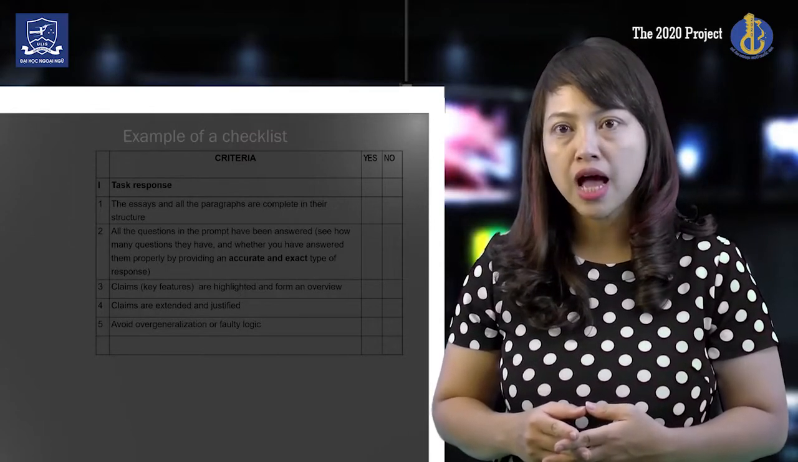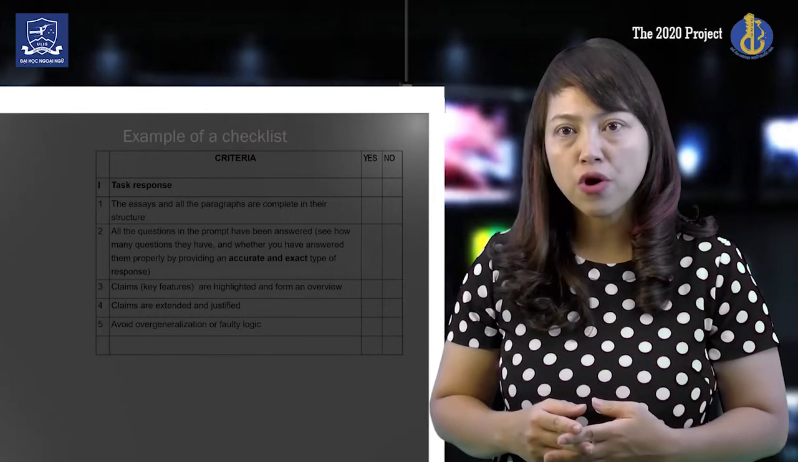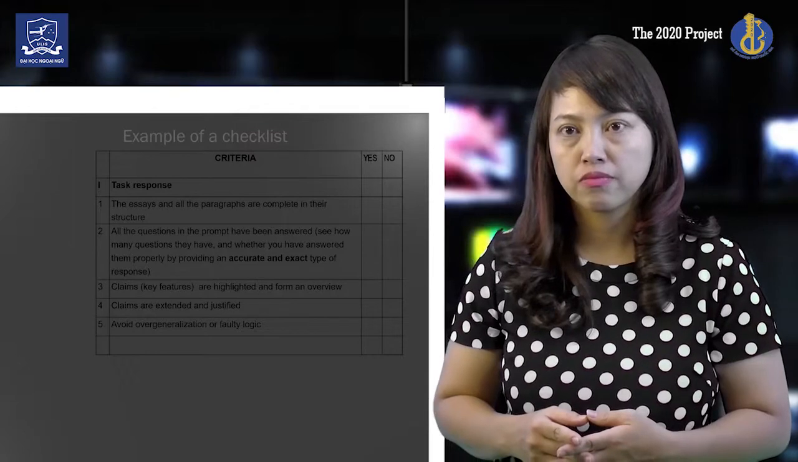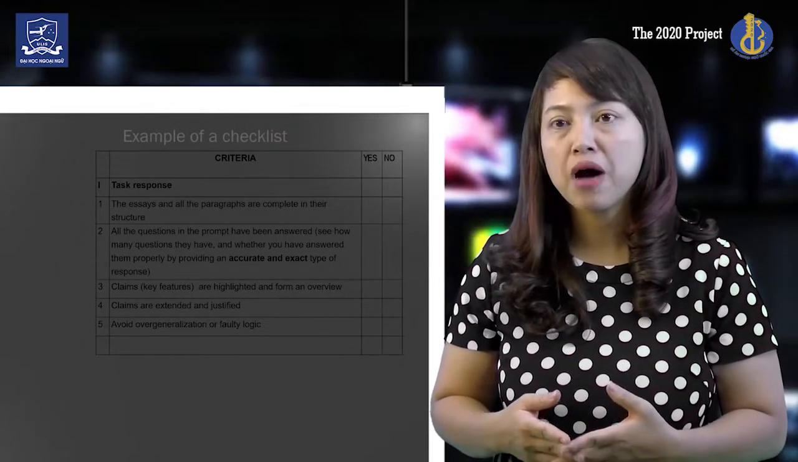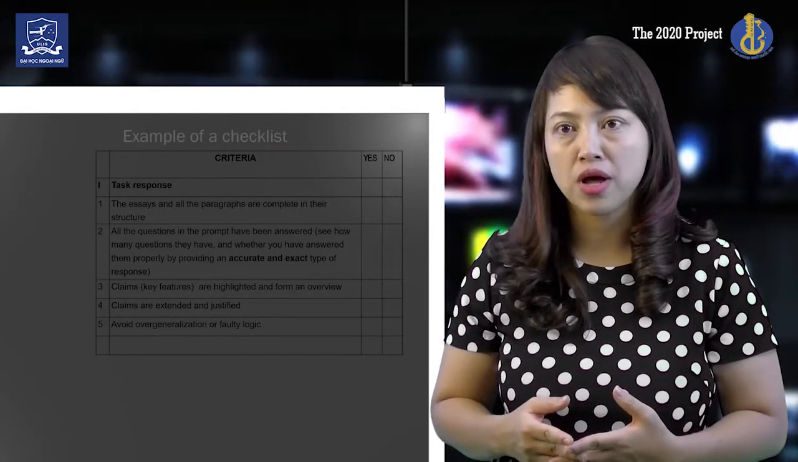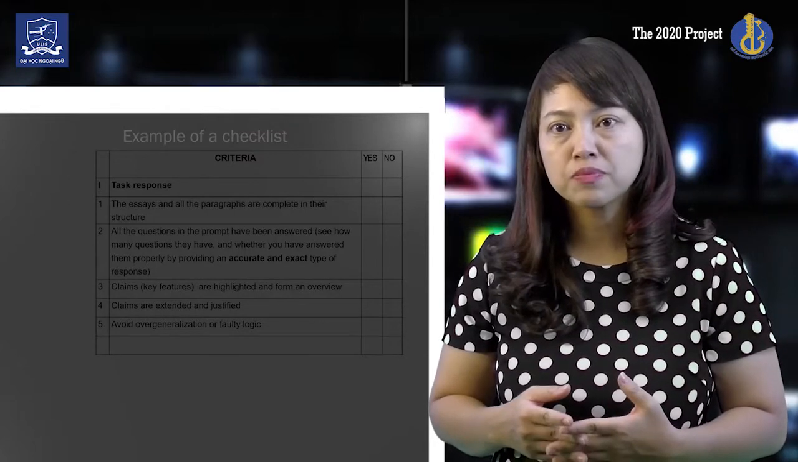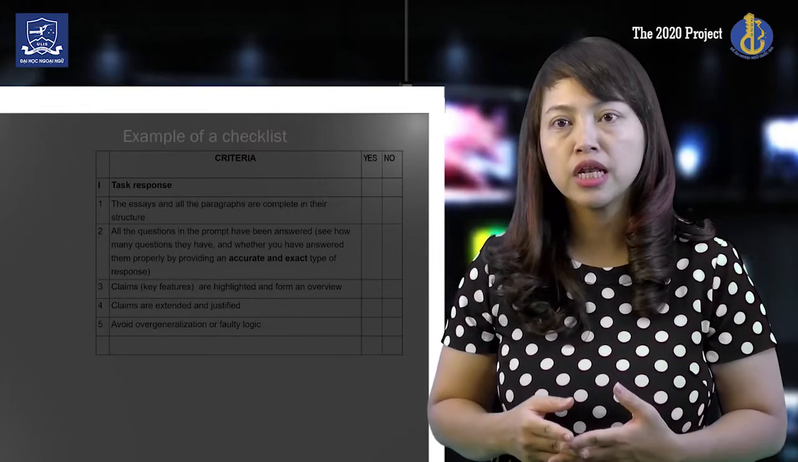4. Claims are extended and justified. 5. Avoid overgeneralization or faulty logic. Both teachers and students can use the checklist by ticking a yes or no as suitable to students' writing. The checklist can also be used as a specification or the objectives students need to meet.